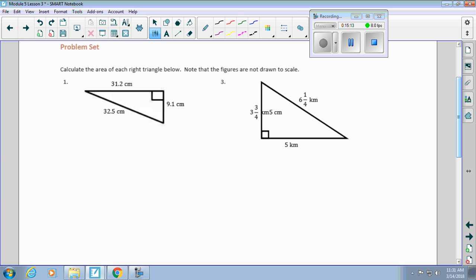The first step to solving any of these is you're finding the area, okay? So you need to know the formula. So what is the formula for the area of a triangle?